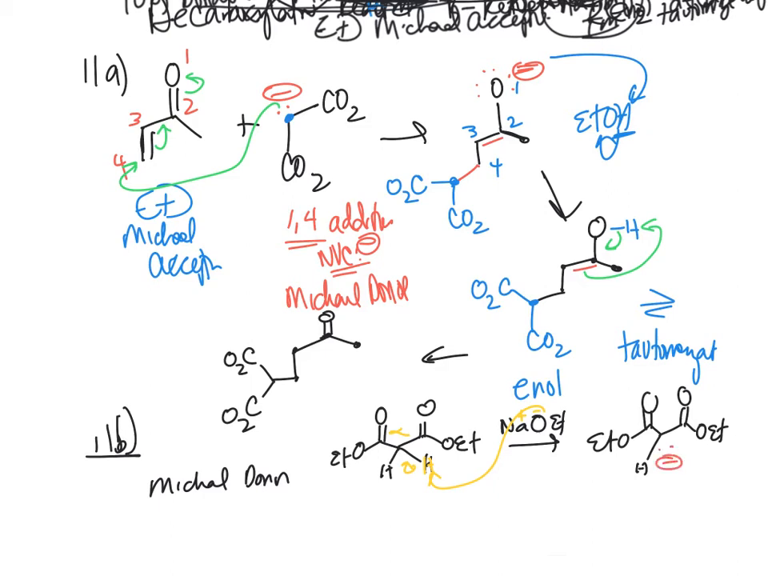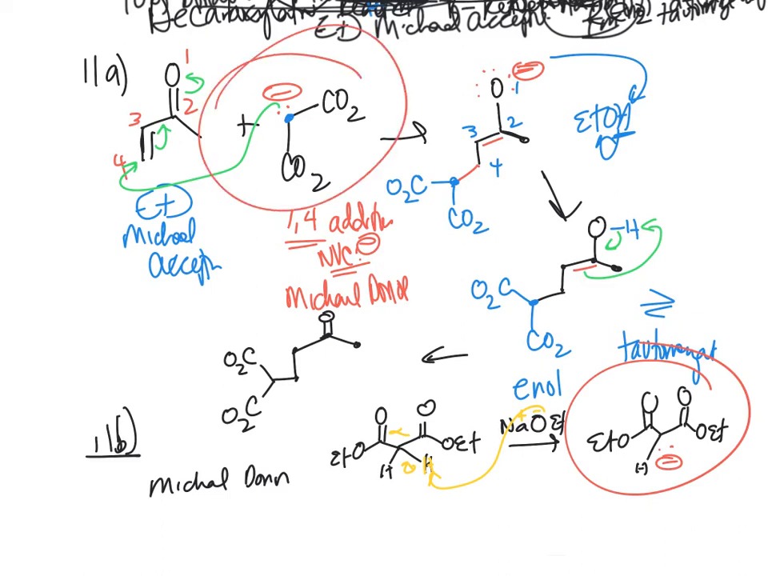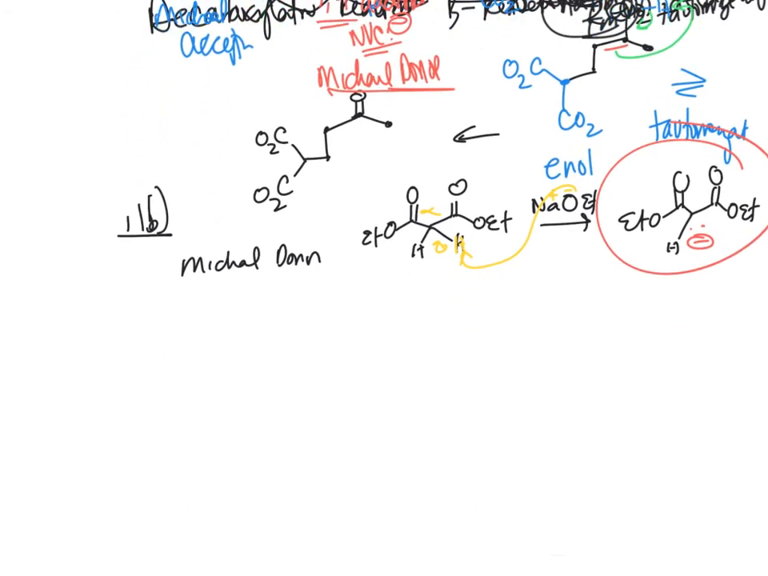All right, and do you see that this is the same as this, the Michael donor? So that's, see above, draw curved arrows, we did that. All right, folks, we're down to our last question, number 12.